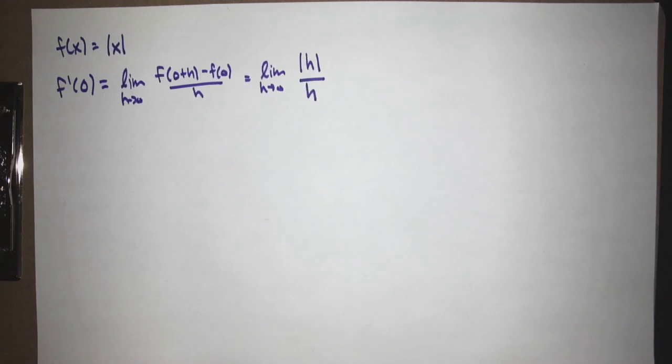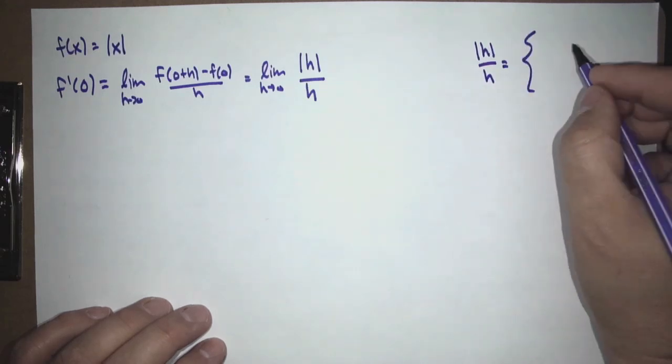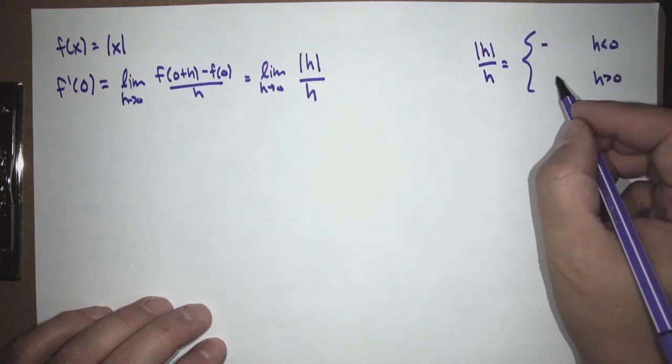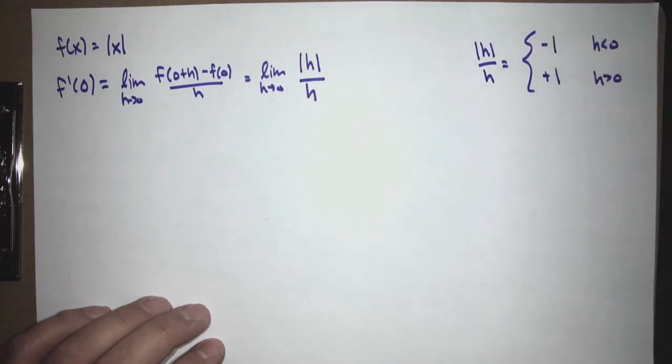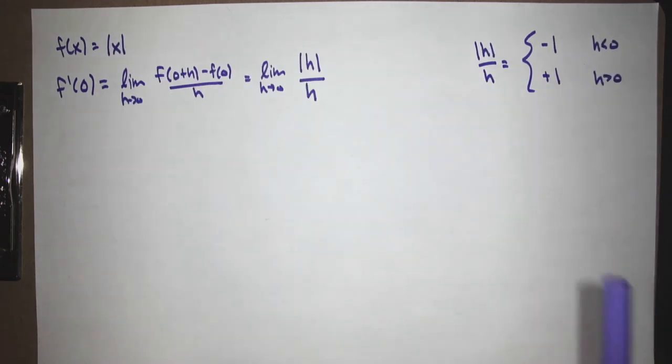What is that limit? Well, that one would be negative 1, right, if you're going from the left side. From the right, it would be positive 1. If your h is positive, the absolute value does nothing. But if h is negative, you change the sign. So it turns out that this is negative 1 if h is below 0, and positive 1 if you're above 0.